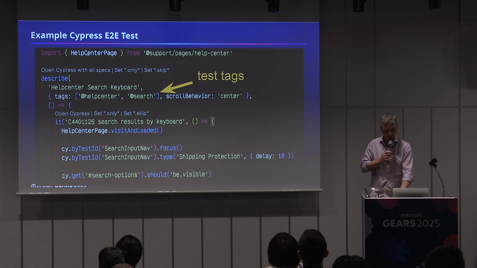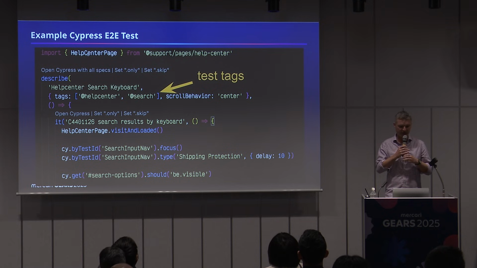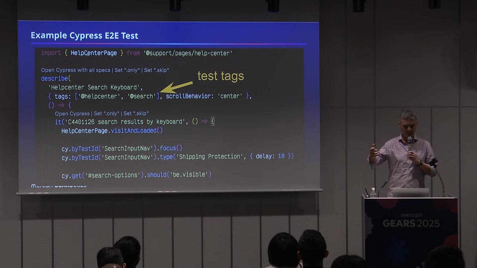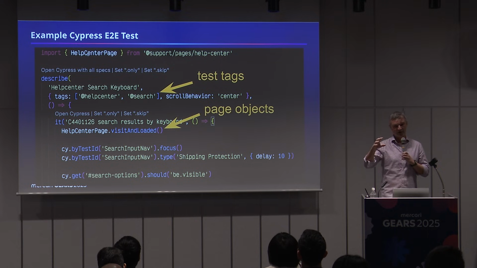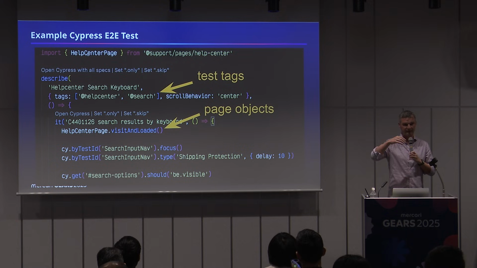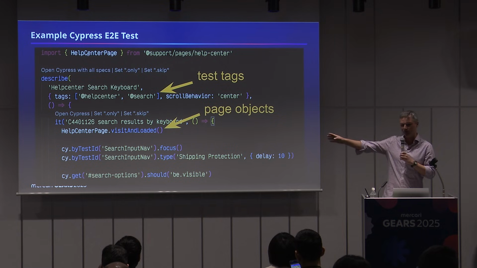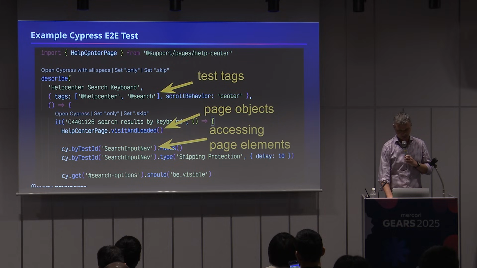We also use test tags. So we tag each test broadly by categories. If this test is related to a help center and related to a search. We use abstractions like page objects so that we don't create giant, hard to maintain tests. Instead, we have high level, in this case, like visit and loaded page abstractions.